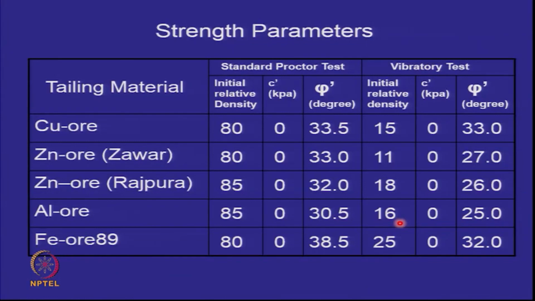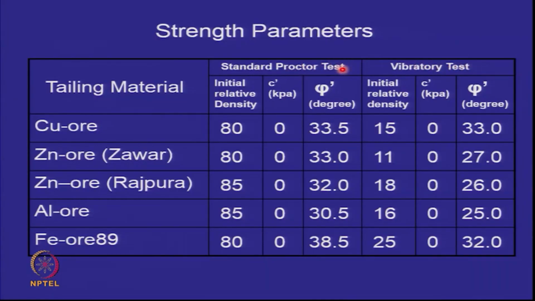And what kind of phi ash value do we get? What kind of shear strength value do we get? If it is compacted, and from the relative density test, so I don't think this heading vibratory test is correct. This is the dry poured minimum density value. Okay? So we will have to rectify this.